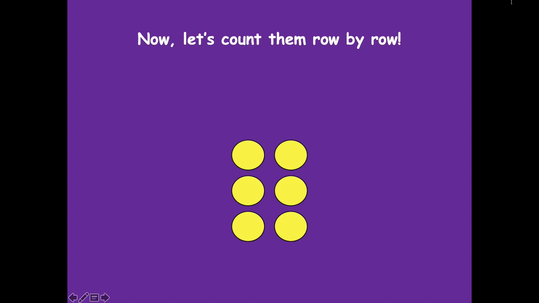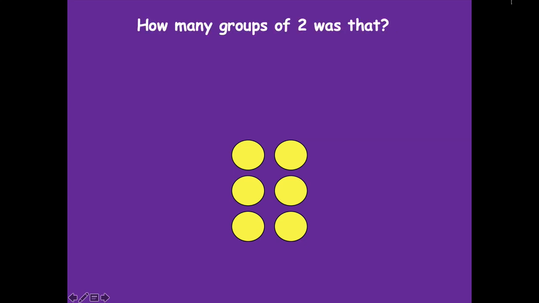Now let's count them row by row. So we're going to count how many are in each row each time. So 1, 2, next row, 1, 2, last row, 1, 2. How many groups of 2 was that? 3 groups of 2.